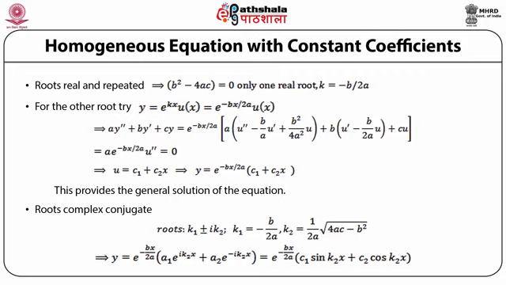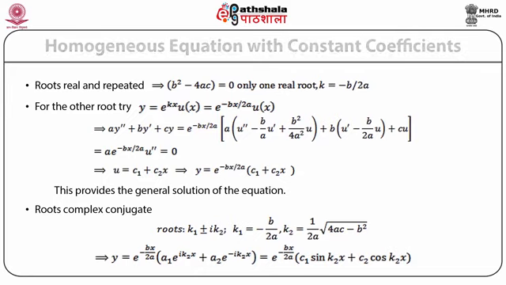For real functions of real variables, we rewrite the general solution as y is equal to e raised to power minus bx by 2a times (c1 sin k2x plus c2 cos k2x).